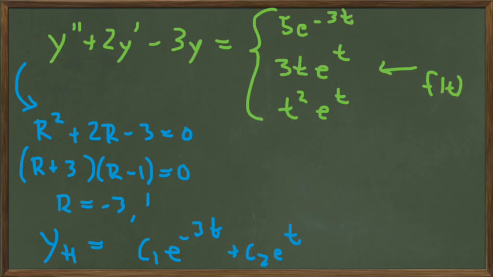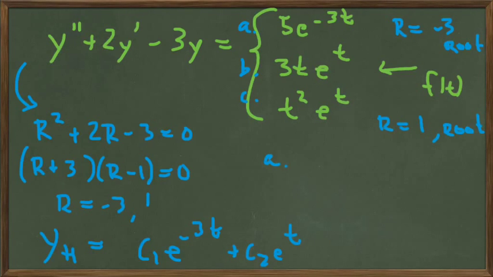So notice that in this first case here, r equals minus 3 is a root, whereas in the other two cases, r equals 1 is a root. So what's the y sub p going to look like in the first case? We call this case A, case B, case C.